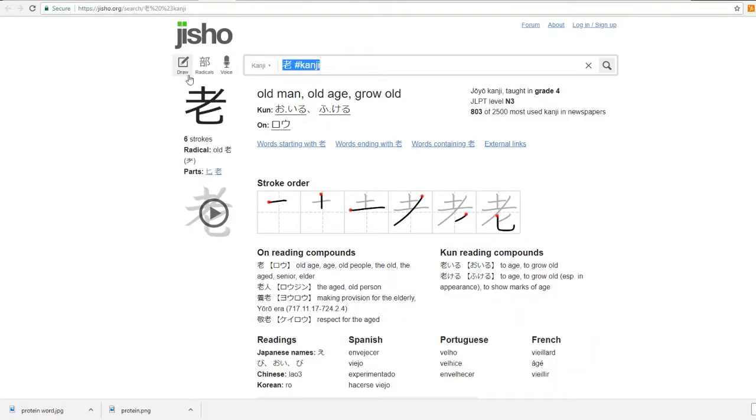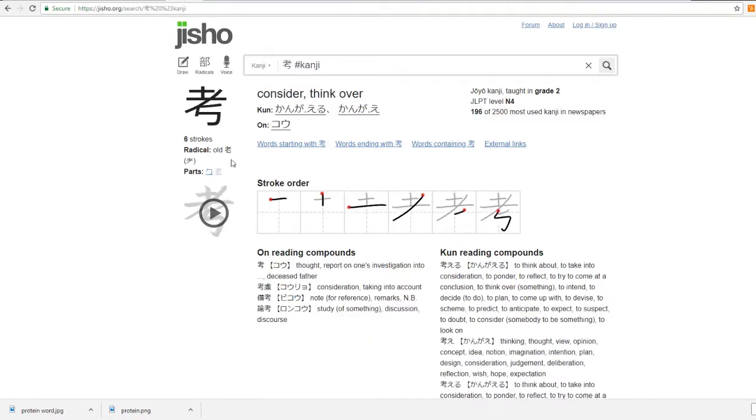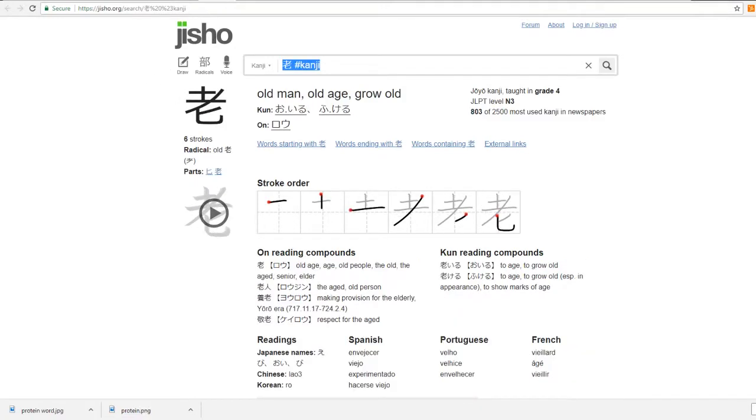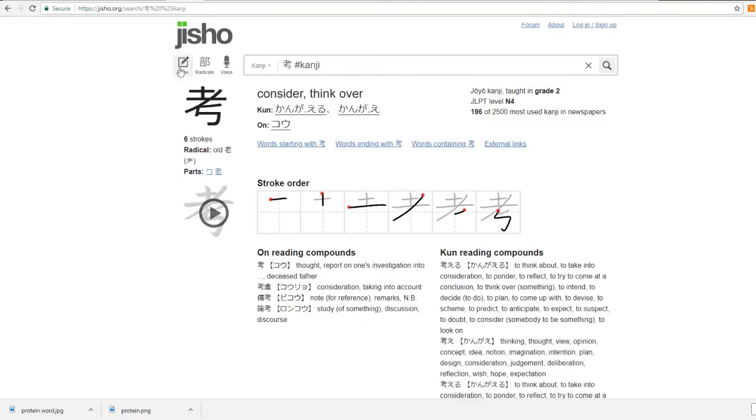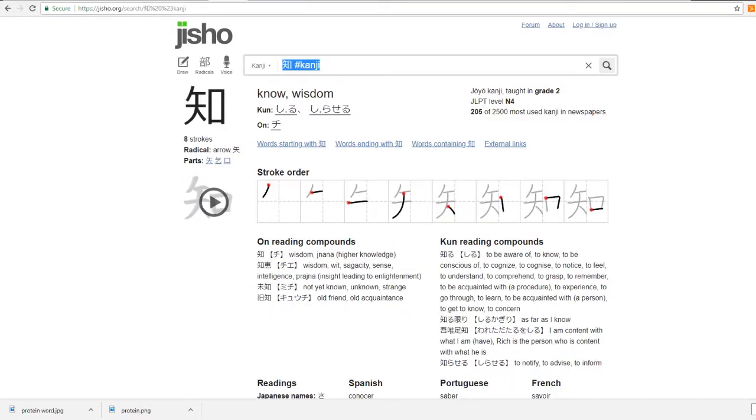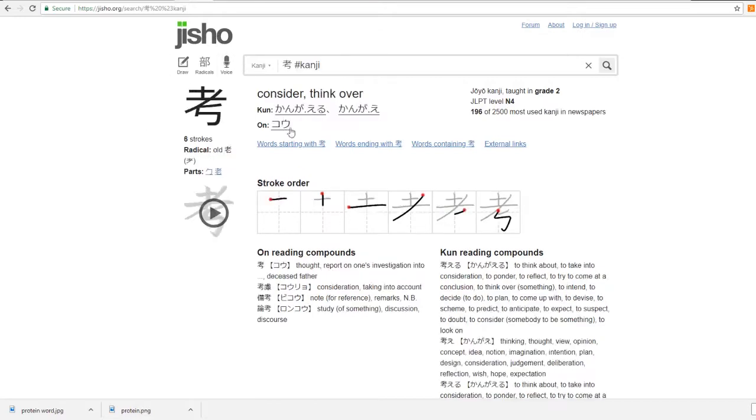Next one we're going to look at is consider or think over. This was one of the ones I kind of just remember. It's got a few components in here. I know there's always something in Anki, but I don't always do well with that. So it's got the symbol for old man or old age, and then it's got the enclosure symbol. So maybe as you grow old, you consider things or think.